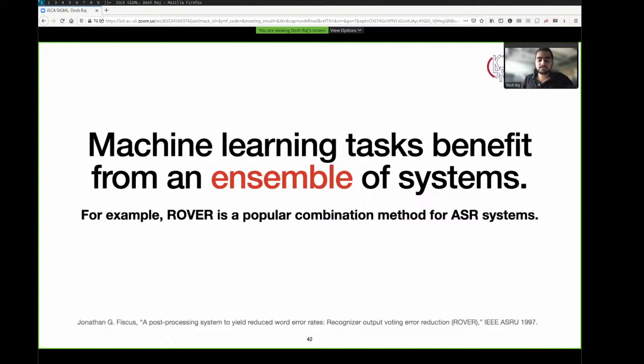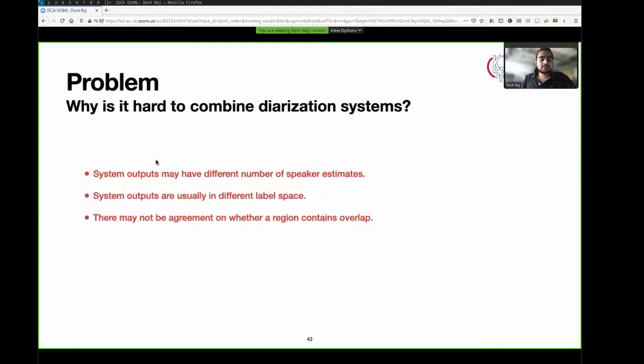For example, if you look at ASR, ROVER has been a popular combination method which can combine the outputs of ASR systems and has been around for the last 20 years or so. Unfortunately, it is not very easy to combine diarization systems. Some of the problems are that the different system outputs can estimate different numbers of speakers because you're not given information about the actual number of speakers. You can estimate it wrongly, and so different outputs may have different numbers of speaker estimates. The system outputs are usually in different label spaces. This again goes back to what I mentioned earlier regarding absolute versus relative speaker label identities.